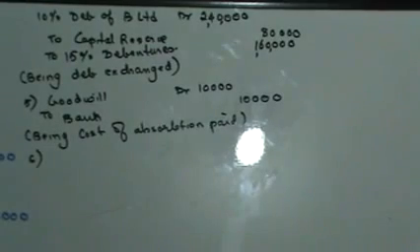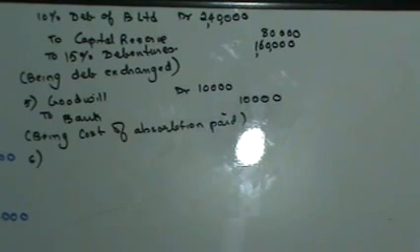Next, they also said that creditors of B Limited include 10,000 payable to A Limited. If they are creditors of B Limited, that means those will be debtors of A Limited, right? I was supposed to receive money from B Limited. Now since I have purchased B Limited, I will not get that money.